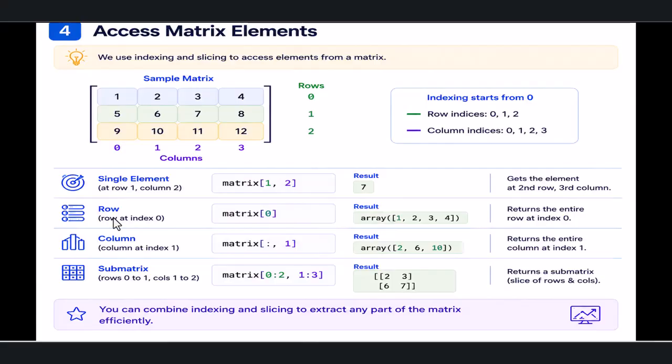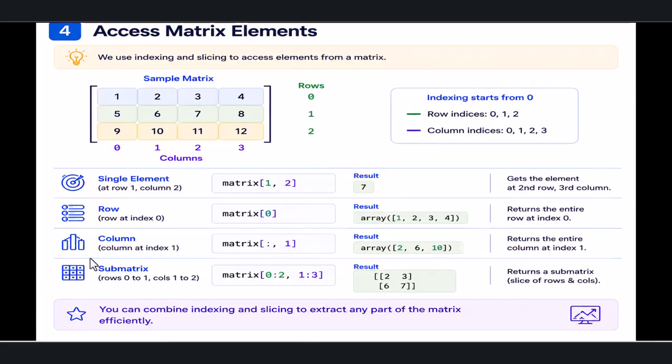Now we'll see the entire row. If you want a complete row instead of a single value, you only need to specify the row index. Here we are using matrix[0]. This returns the first row of the matrix, which contains the values 1, 2, 3 and 4. Here we are telling it to get the whole 0th row. Now we'll see how to get an entire column. To access the entire column, we can use a colon for the rows. The colon simply means selecting all rows, which I have written here: matrix[:, 1]. Here NumPy will select every row but only the column at index 1.